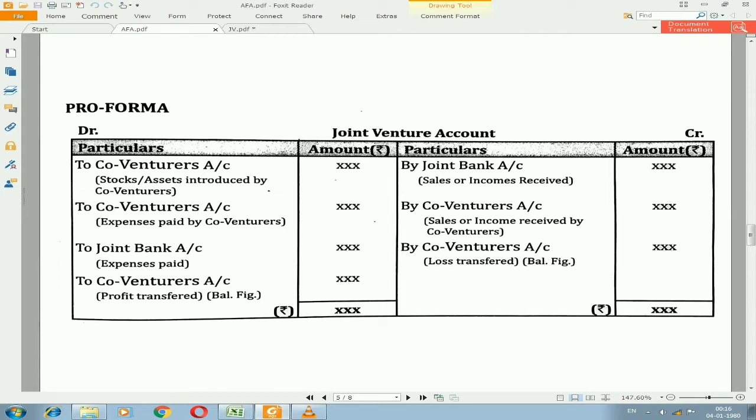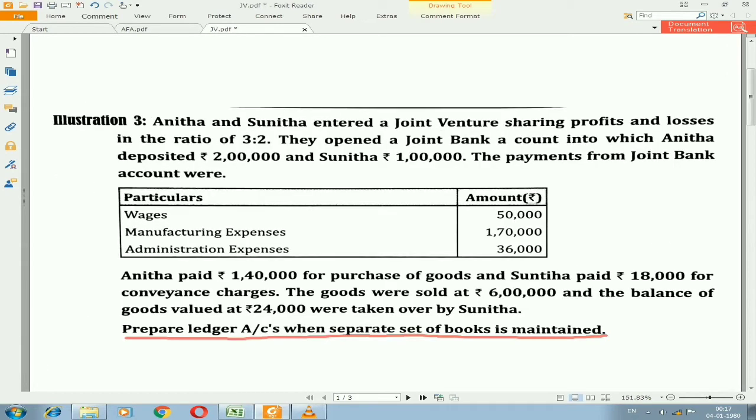So here on the debit side, the co-venturers account will be there. Any expenditure made by an individual co-venturer will be recorded in their name account. Also, if any expenditure is done collectively, it will be recorded in the bank account. In the same manner, income received collectively will be recorded in the joint bank account, and if it is received by the individual co-venturers, it will be recorded in the co-venturers account. So let us start with it.